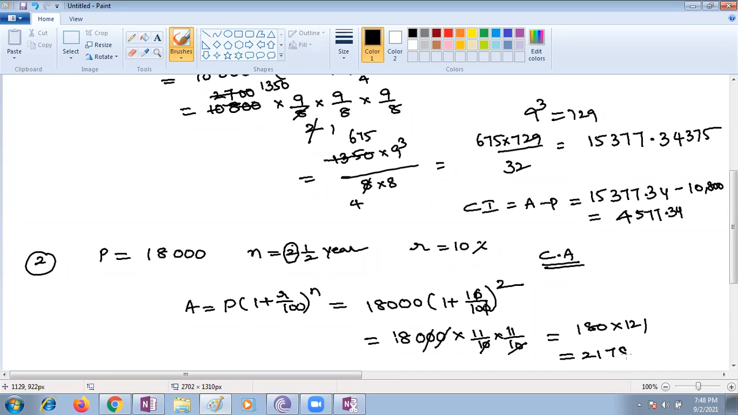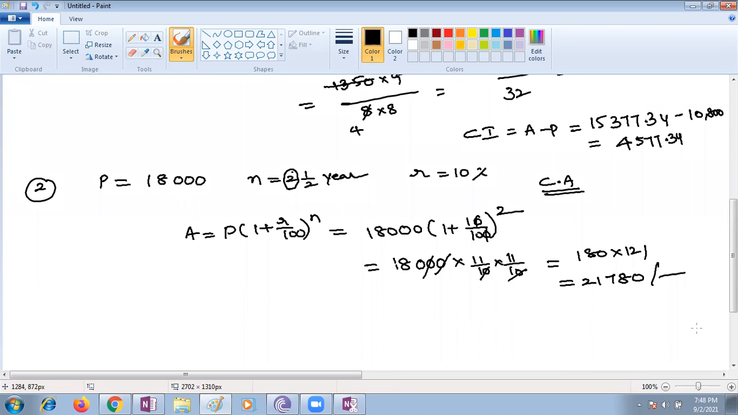21,780, very good. 12 times 18, 121 into 18, you just calculate. Now you need to find the extra half year. You need to find it by simple interest.